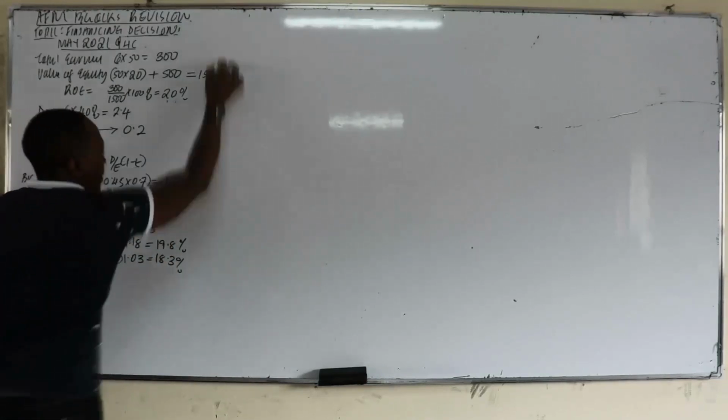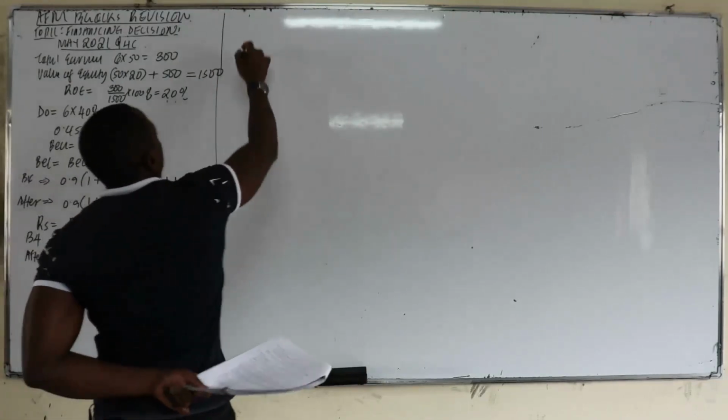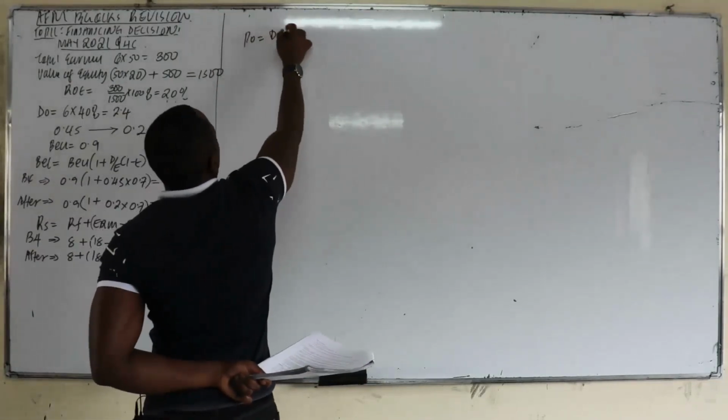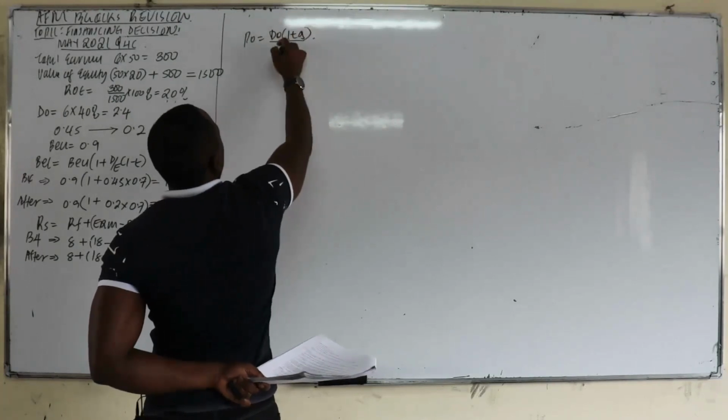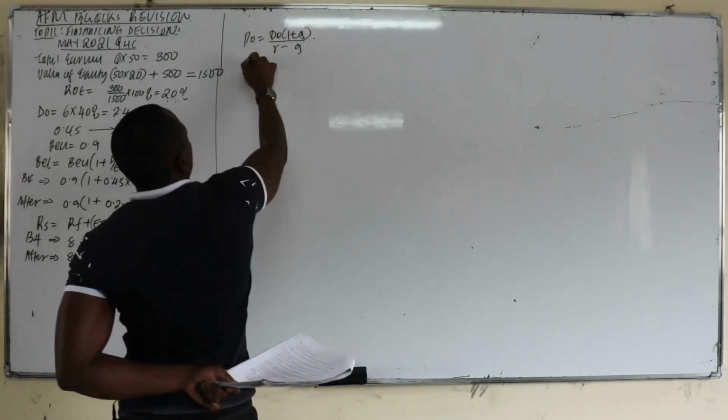The cost of equity is 19.8% before and 18.3% after. Then the next step, you determine the market price per share. P0 is D0 times 1 plus g, divided by r minus g. Before and after.